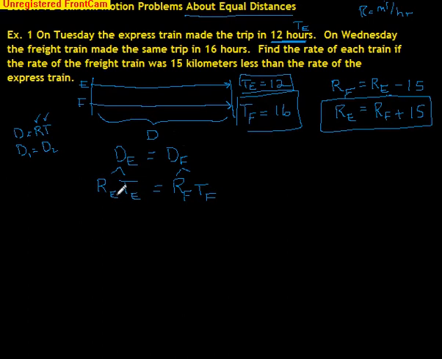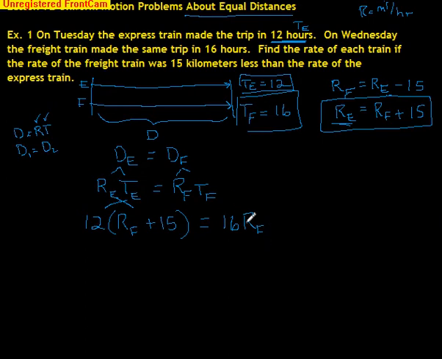So we know that the time of the express train is 12. I'm going to remember with multiplication, 2 times 3 is the same as 3 times 2, so I can switch the order here. And we have right here the rate of the express train is equal to the rate of the freight train plus 15. So this is the time right there. The rate of the express train is right here, equals the time of the freight train, which would be 16, times the rate of the freight train.